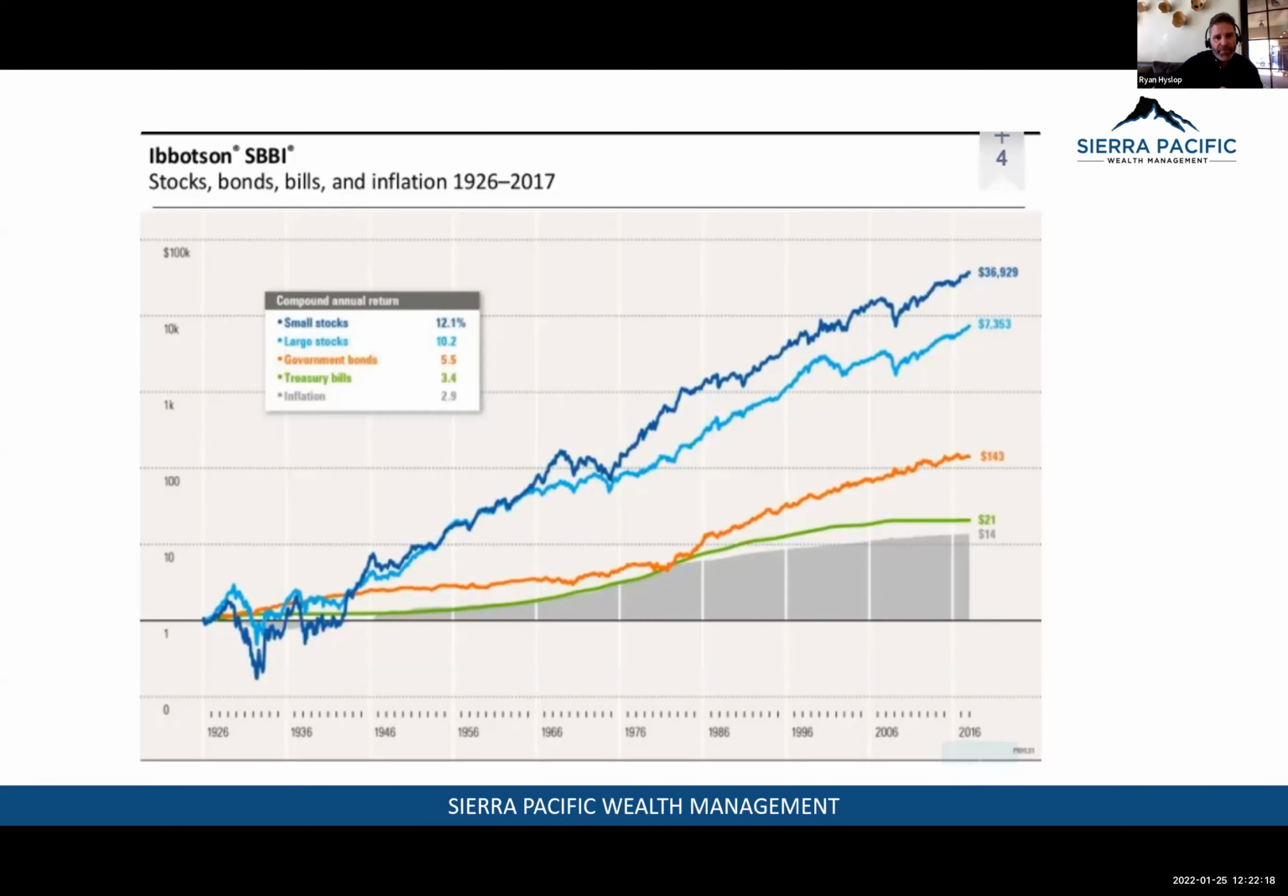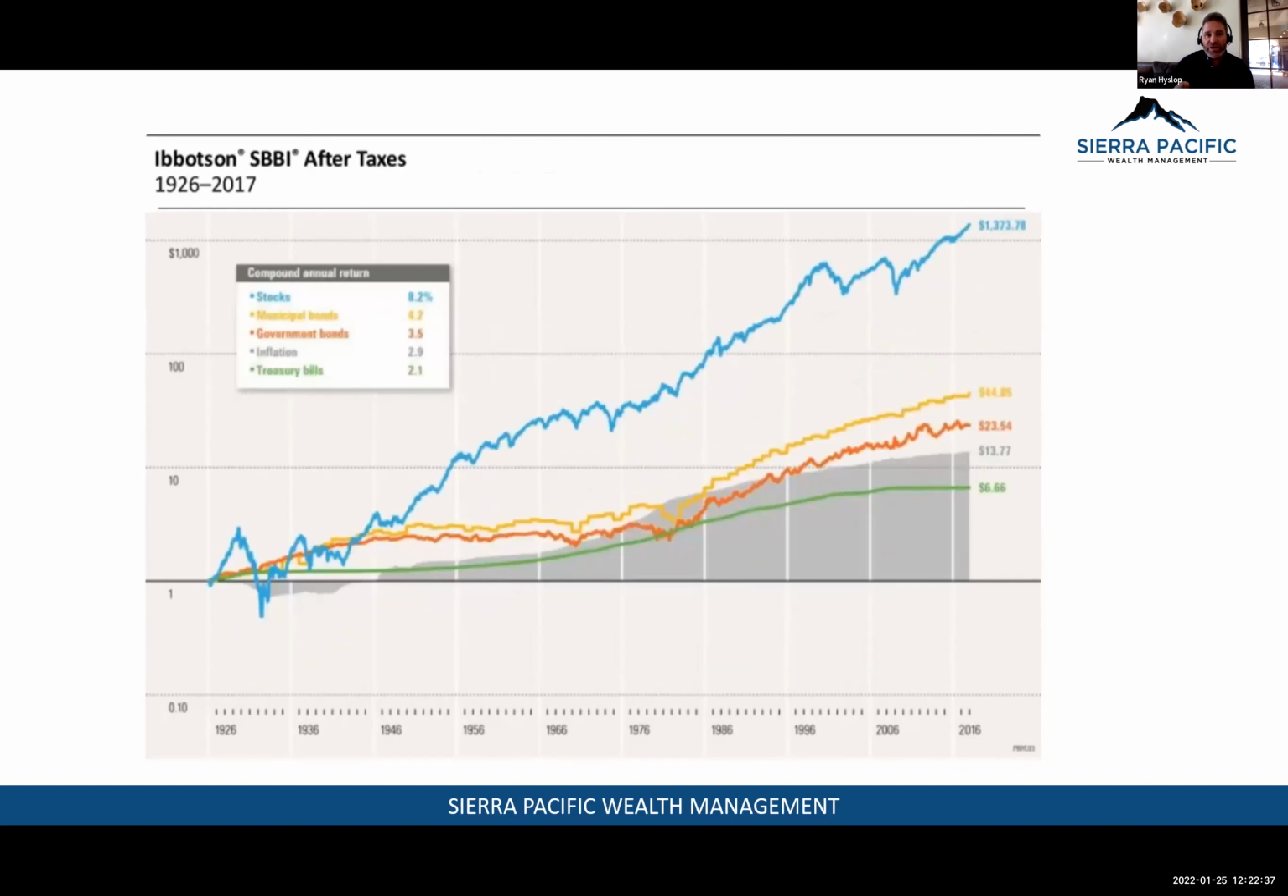Okay, and the gray at the bottom is inflation, and you can see Treasury bills just barely eke out over inflation. Your government bonds, slightly above that. And then, of course, large stocks, which would be the S&P 500, small stocks above that, which would be the Russell 2000. Right, so this all looks great, but then we go to the next slide and we add inflation in.